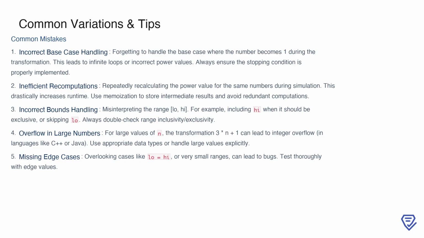Additionally, handling bounds improperly is another source of errors. Misinterpreting the range, low, high, such as including high when it should be exclusive, or accidentally skipping low, can cause incorrect results. Double-checking inclusivity and exclusivity in the range is crucial.